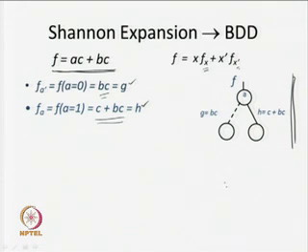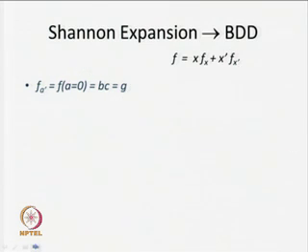Now, what do we have to do next? Now, either we have to take a decision on B or a decision on C. If I take the decision on B, then I am going to label these two nodes with B. In this case, again I will apply the Shannon expansion for the function G or the function H. This way we can construct our BDD also.